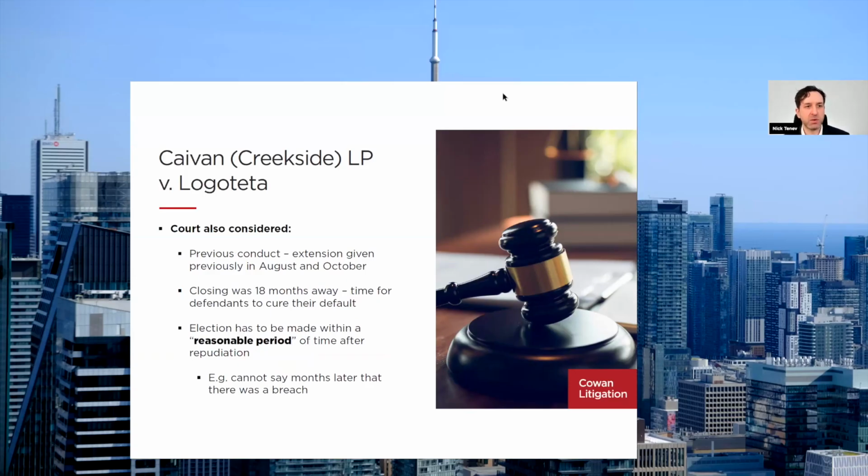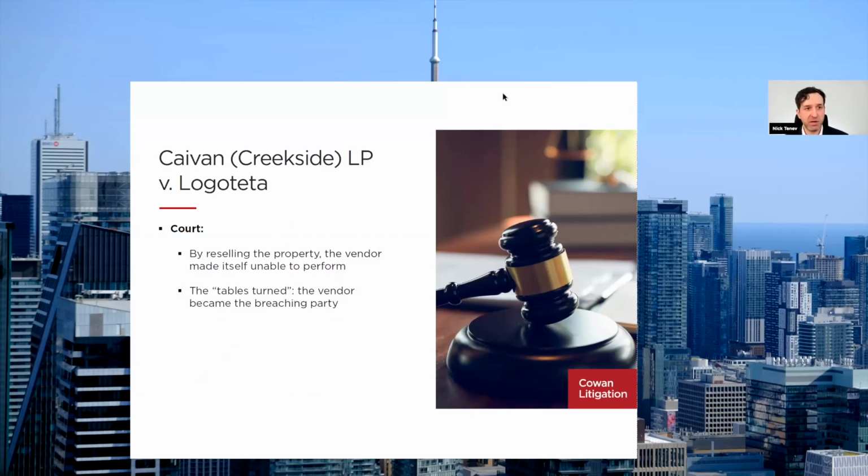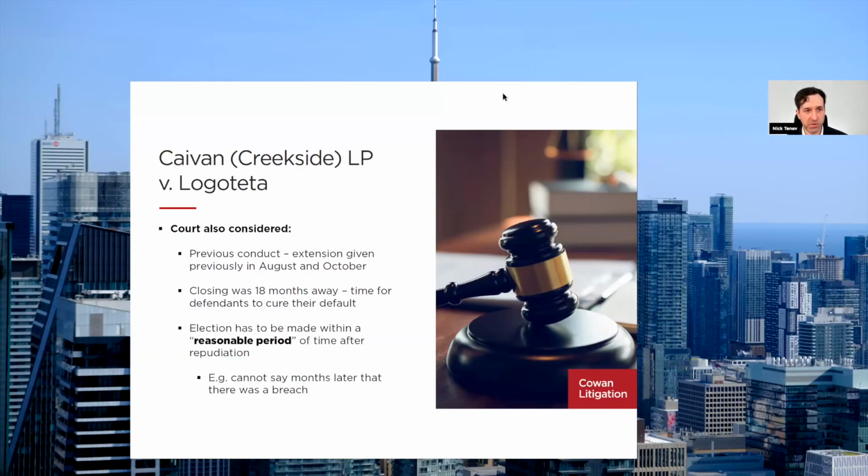And some other things the court considered are that the extension was given previously by the seller in August and October, and so the buyers maybe can expect another extension here in November. And the closing was 18 months away, so there was time for the defendant to cure the breach, to cure the default, to bring the money in. And the election of whether to disaffirm or affirm the contract, so whether to terminate or not, has to be done within a reasonable period of the repudiation.